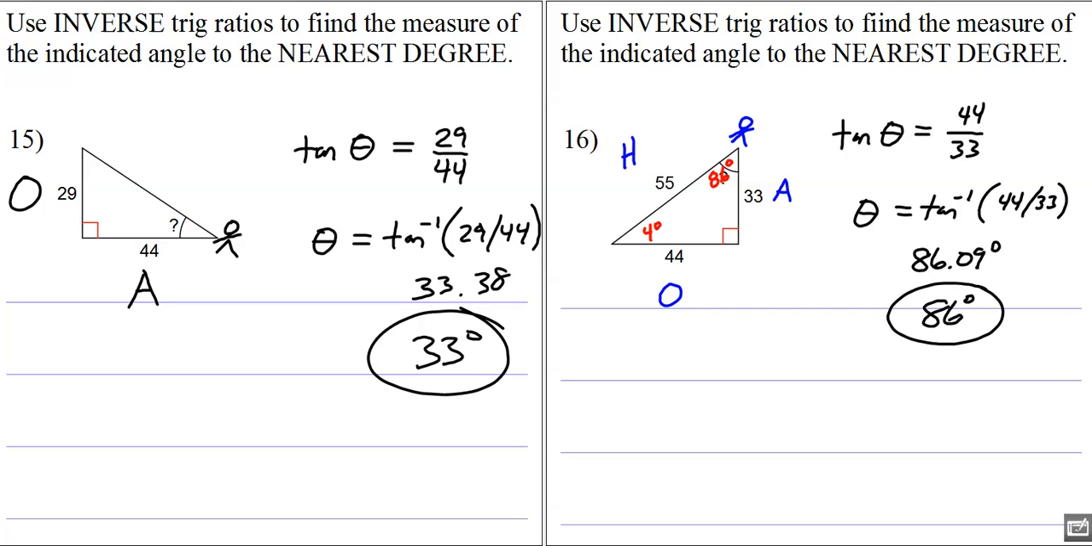Tan negative 1, 44 divided by 33 equals, that looks a little better. 53 degrees. Much better. I feel good about that. I pull my little BS meter out.